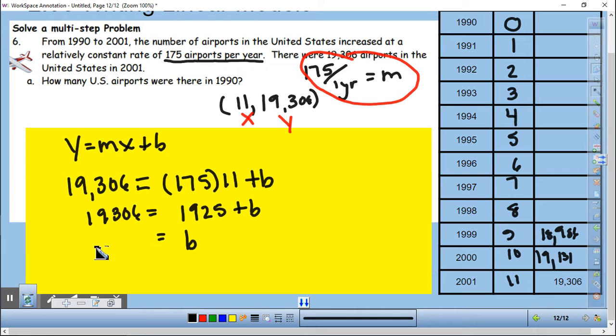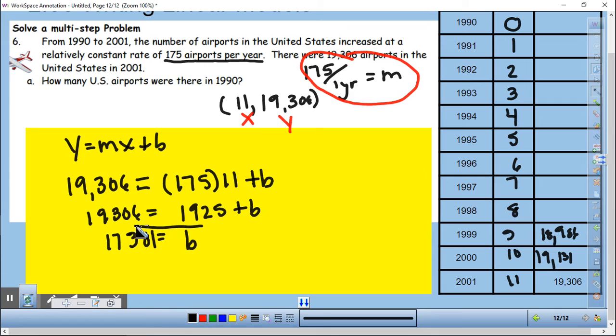19,306 minus 1925. Sorry about the dog, y'all. That's just my Dory girl. 17,381. Sorry about that. Dory, stop.